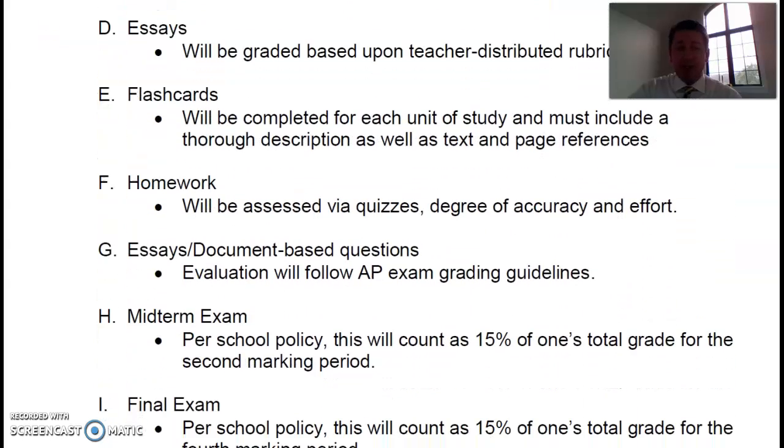Essay writing is another key component of our course here, so it will be evaluated because a lot of the AP test relies upon good writing skills, which we will take a look at and focus on throughout the course.